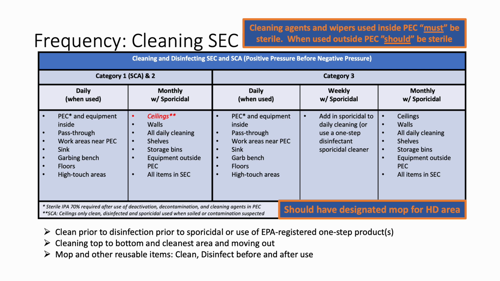But the change here is with weekly cleaning. A sporicidal will be introduced on a weekly occasion for all daily cleaning. And then monthly cleaning for a category 3 compounder is going to be the same as category 1 and 2. It's going to include everything in that room, from the ceilings to the walls, floors, and everything that's inside that room.